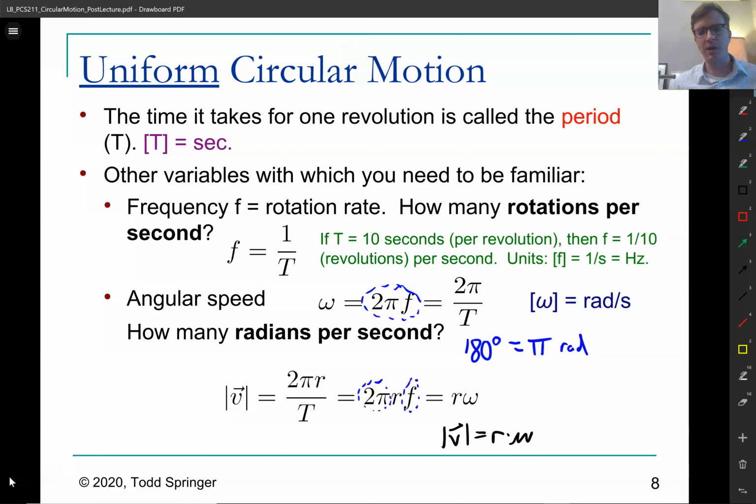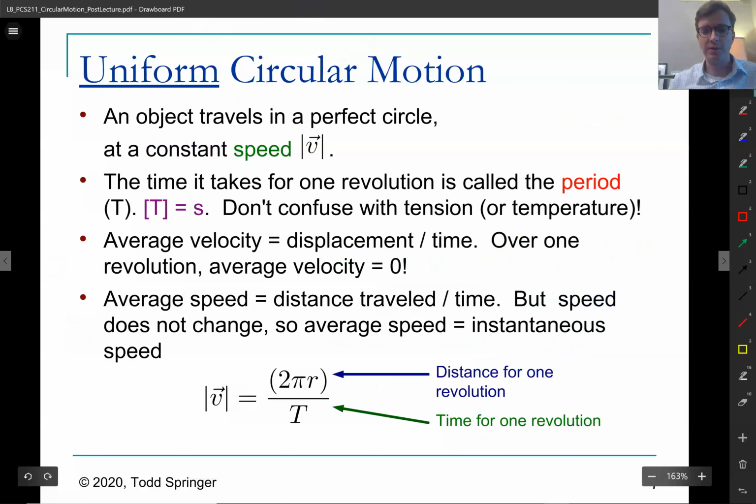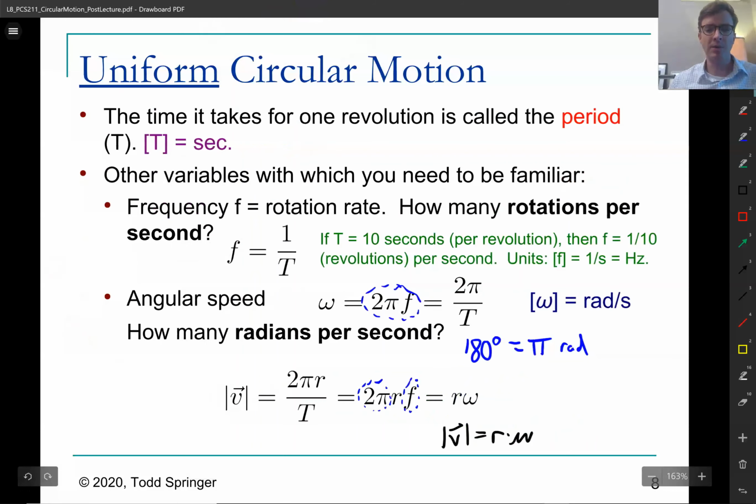There's not much here other than that the speed is the total distance divided by the time. All we've done is define two new variables, f and omega, and relate those things.